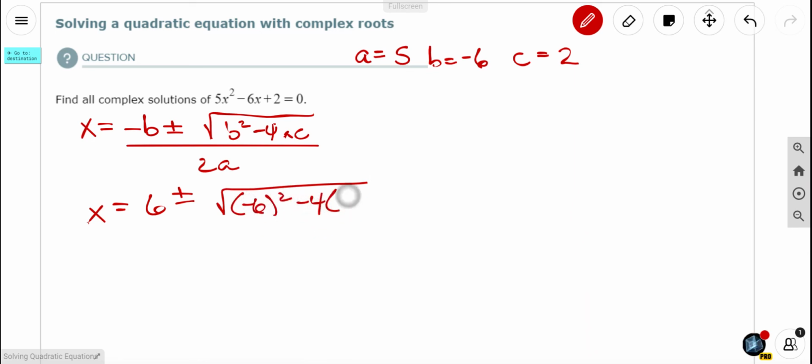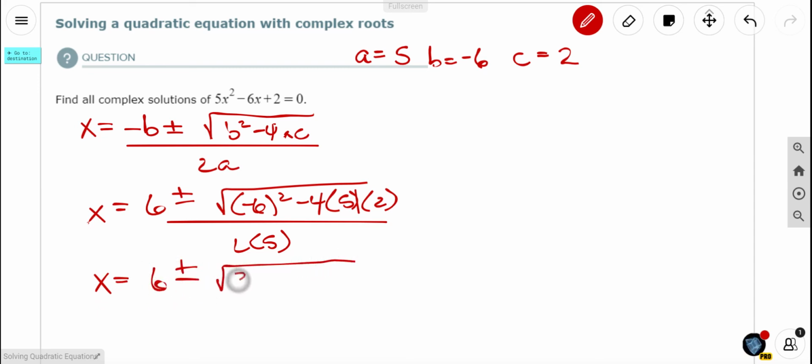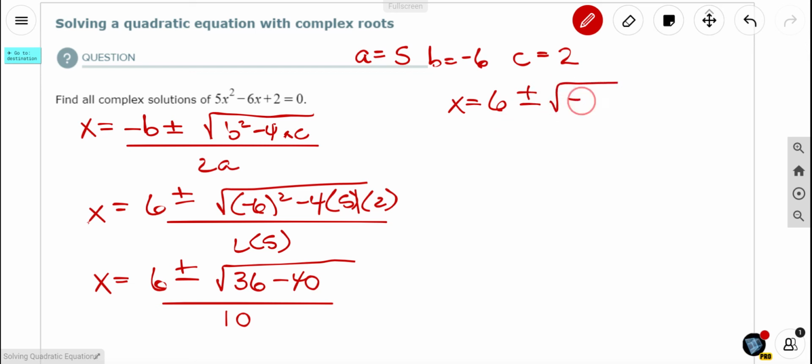Pause at any point where you feel like, okay, wait, I need to try this all on my own. Or let me finish this problem before she does it, because I know I work fast. Okay, X equals 6 plus or minus the square root of 36. And then 4 times 5 is 20. 20 times 2 is -40. All over 10. And then we got to come up here. X equals 6 plus or minus the square root of -4 over 10.